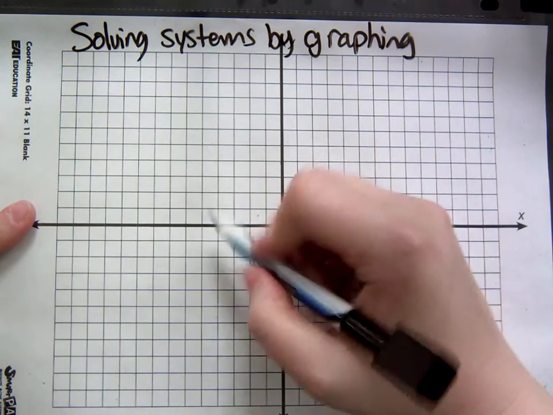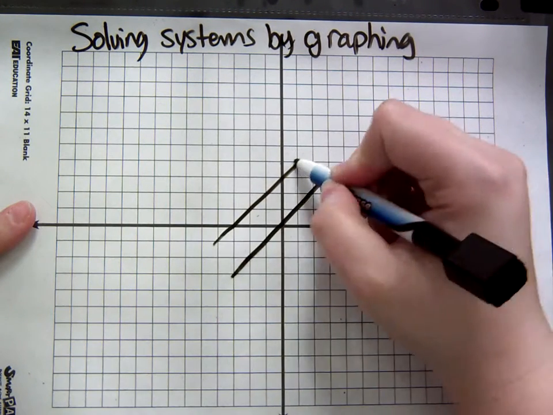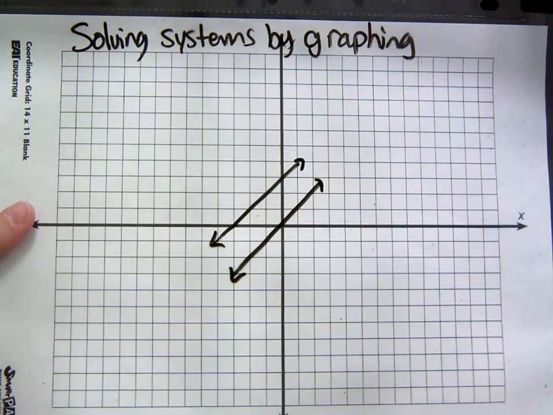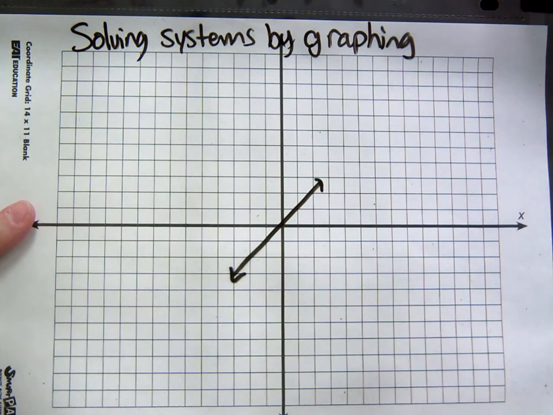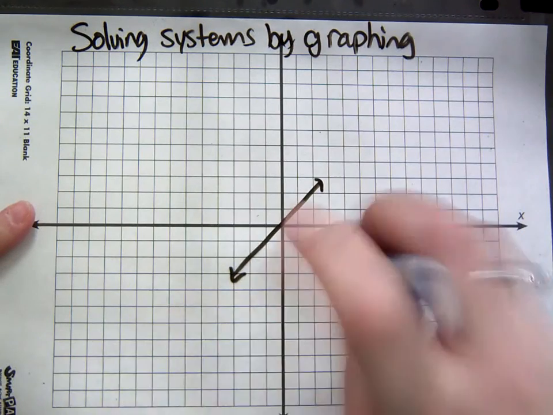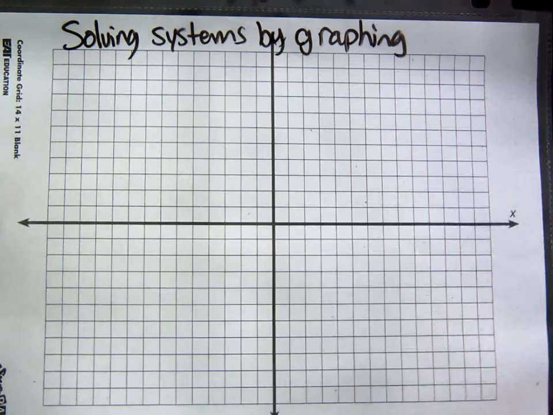If I had two parallel lines, these two lines never intersect, which means there is no solution for this system. On the other hand, if I have two equations that end up being the same line, there's infinitely many solutions. So let's talk about how to solve a system.